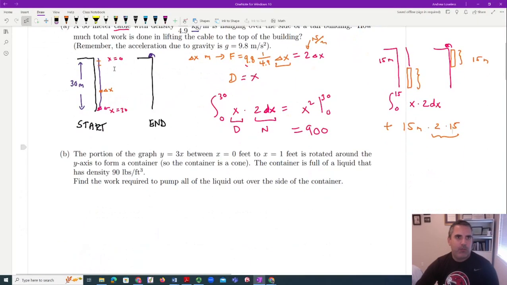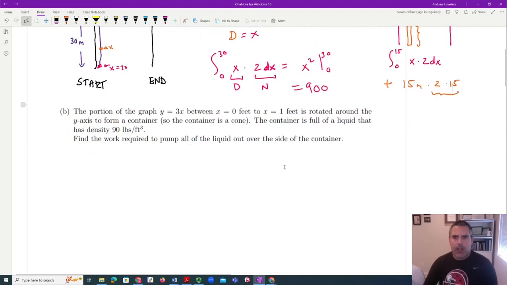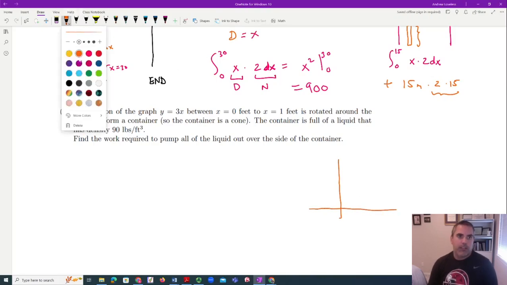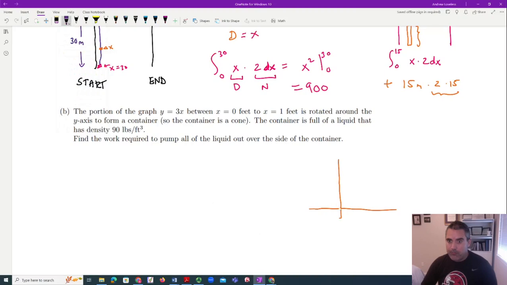Okay, so then we have a pumping problem. A portion of the graph has been rotated around, so there's a bit of drawing. And there are similarities to volume of revolution in that you're having to label. But how we're using that information is a little different. So I'm drawing a line, y equals 3x, x equals 0 to 1. If this is 1, then this is 3. I didn't draw it very accurately.